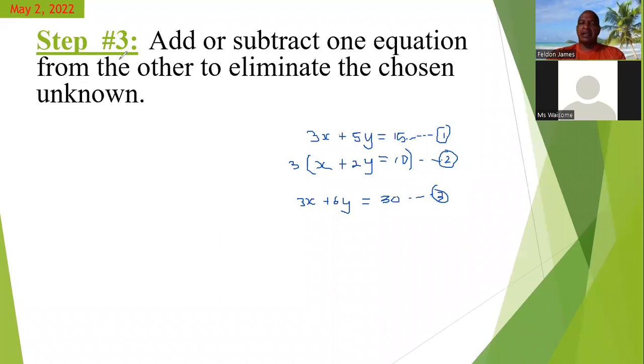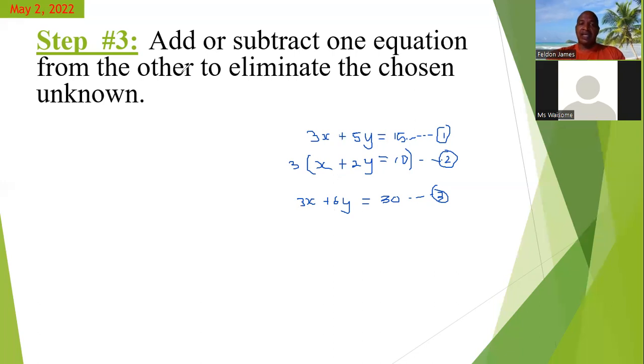As the next step says, we are going to either add or subtract one equation from the other. But here we have three equations. So which are the two equations that we are going to be working with? The first and the third one, because in order to be able to eliminate, we want the coefficient of the unknown that we chose to be the same in both equations. Because these are the two equations that have the same coefficient for x, we're going to work with those two.